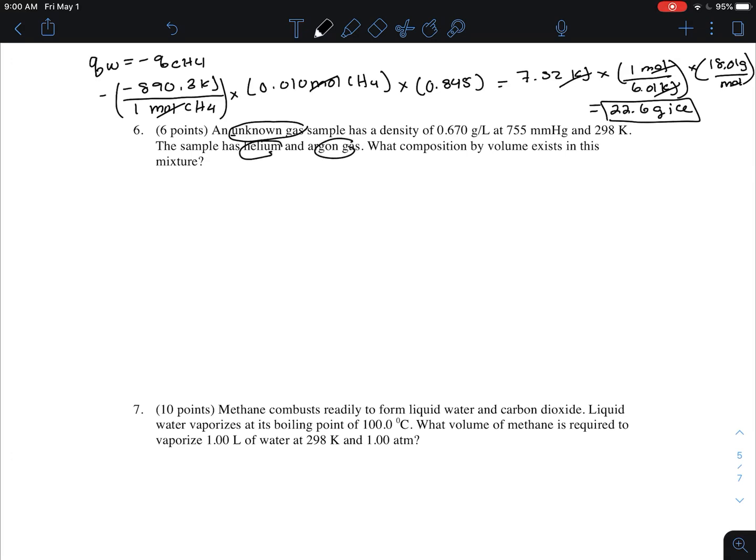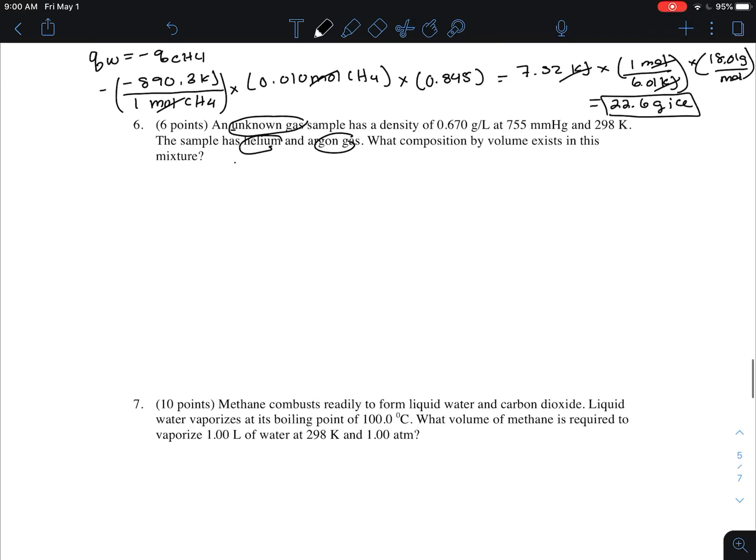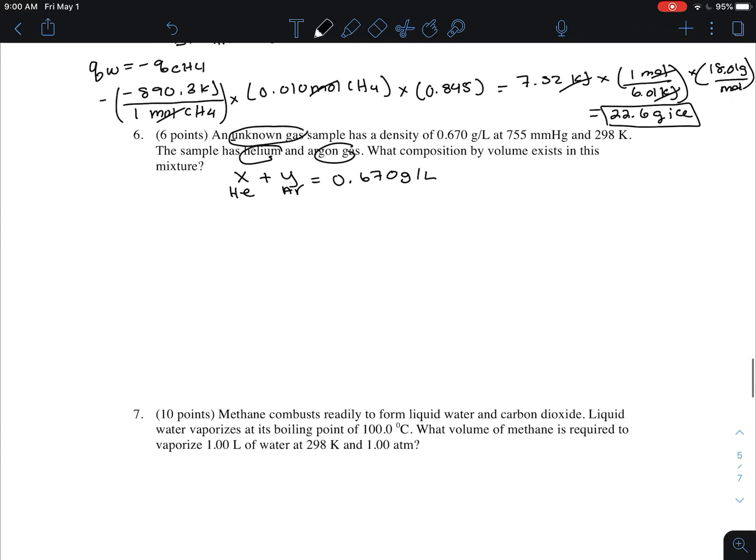Okay, so whenever you have an unknown, that's what pops out to me, and I have helium and argon. I'm going to say that my whole sample, X plus Y, helium is my X, argon is going to be my Y, is equal to my overall density of 0.670 grams per liter. Well, if I have a whole mixture and I know that it's made up of two things, what I'm going to do is assume 1 liter of my entire solution since they were both a mix.